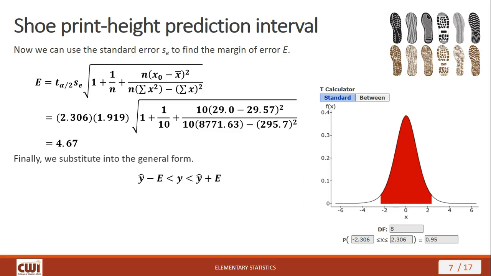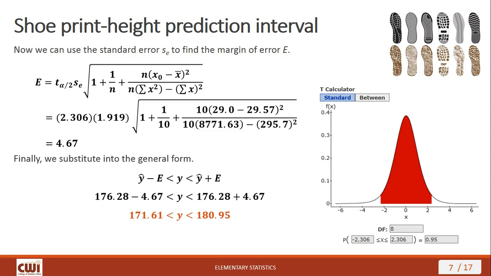So here's the general form. Notice that the y hat I get by putting the x value they give me in the problem into my regression equation. That came out to 176.28. My margin of error is 4.67, so I subtract on the left, add on the right, and out comes my prediction interval: 171.61 to 180.95.